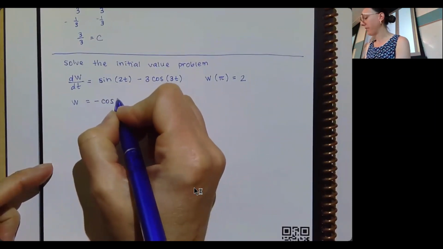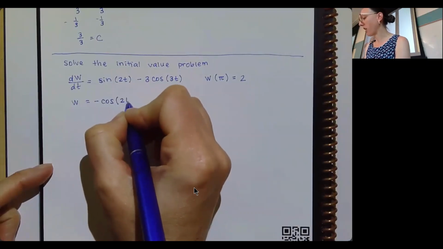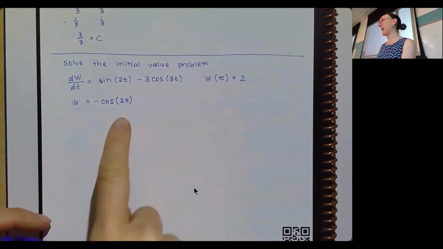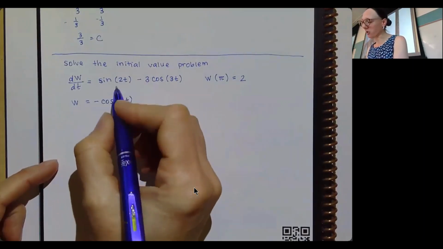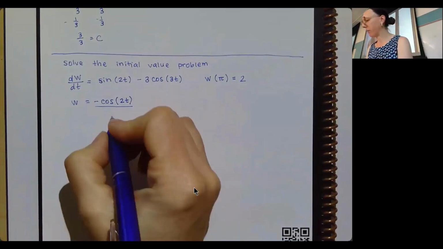You all will get tired of hearing me say this: calculus cannot change the argument of a trig function. Whether you're taking derivatives or integrals, what's inside of a trig function can't change. Only trig identities can make that change. But because I have that 2t, I'm sort of going to undo that chain rule by dividing by 2.